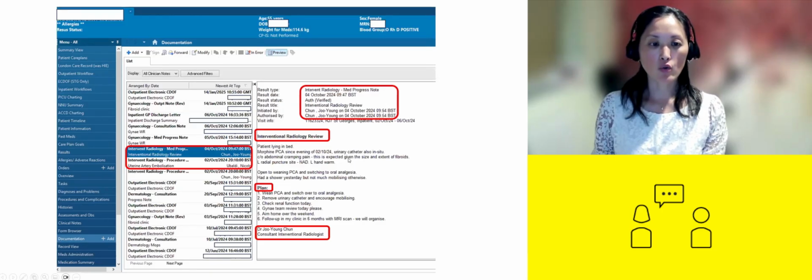Then this is a record of patient review the following day on the ward. We talk about various things like pain control, the puncture site, but importantly, what we would like the plan to be for the rest of the day. And again, sign it off.